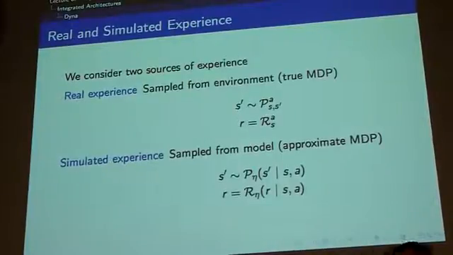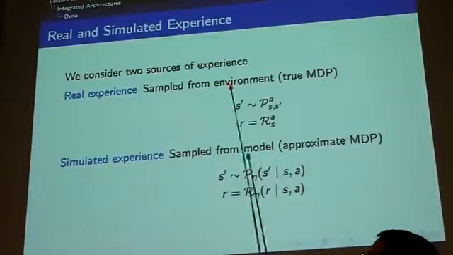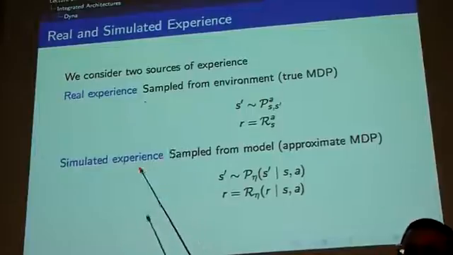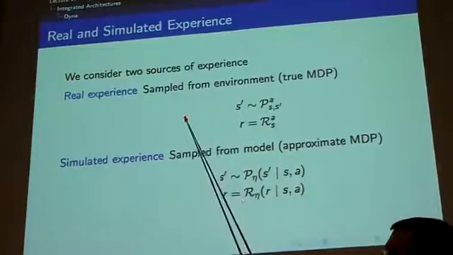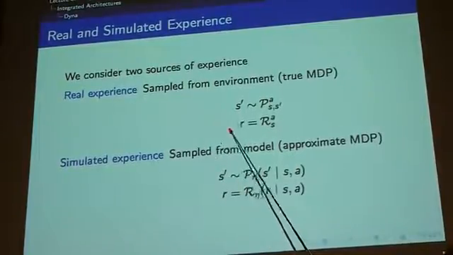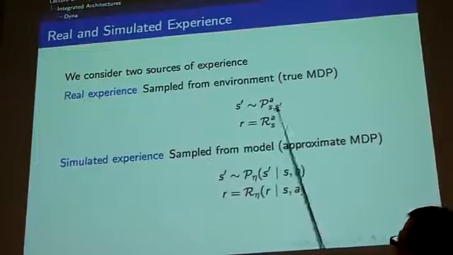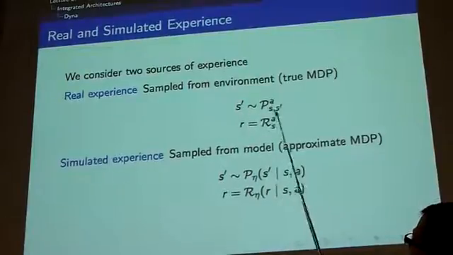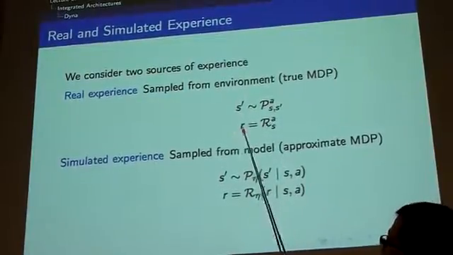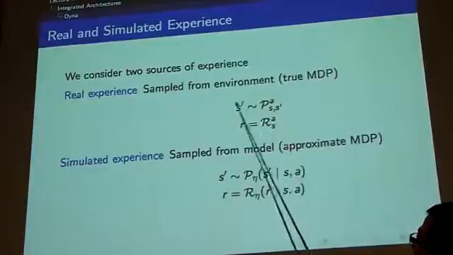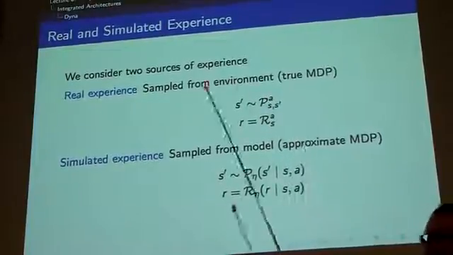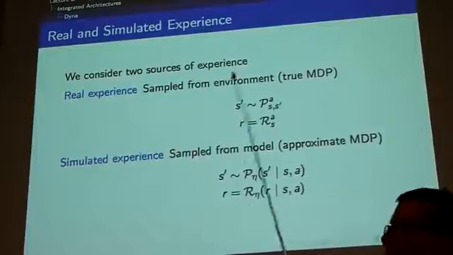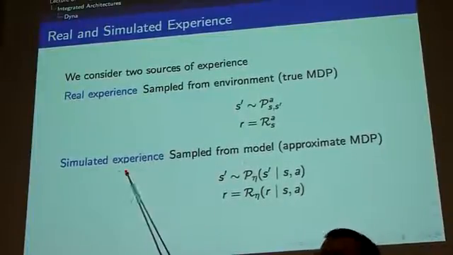Okay, so we've already seen that there are two possible sources of experience. Real experience, what do we mean by that? Well, we mean that the actual agent is wandering around in the environment in this true MDP, and as it wanders around, it gets samples of next state by interacting with its dynamics, it gets samples of the reward. This is all interacting with the real MDP, so seeing real states, real rewards, taking real actions. But we also have this idea of simulated experience.